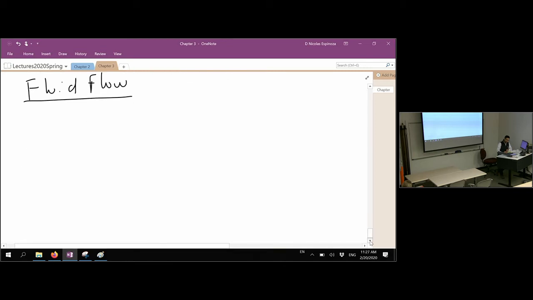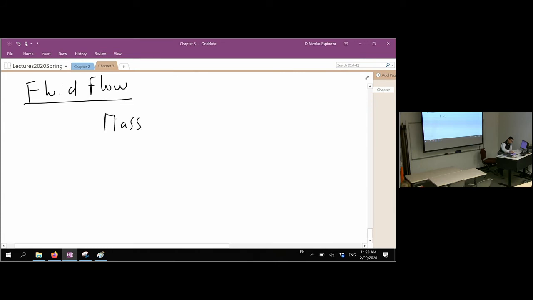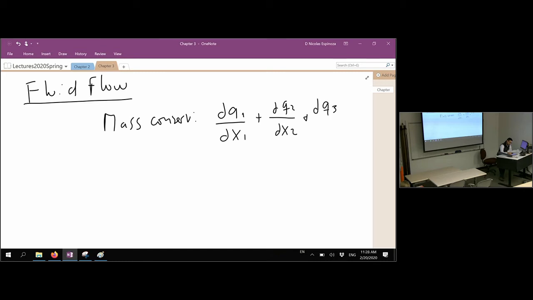Probably the most important equation is mass conservation, right? Mass conservation means that everything that gets into a rock has to get out, unless there is some change of density. But let's consider an incompressible fluid. If you have any change of fluid flow rate, it has to cancel out with a change in another direction, where Q are the flow rates and x are the three directions. So that is mass conservation.